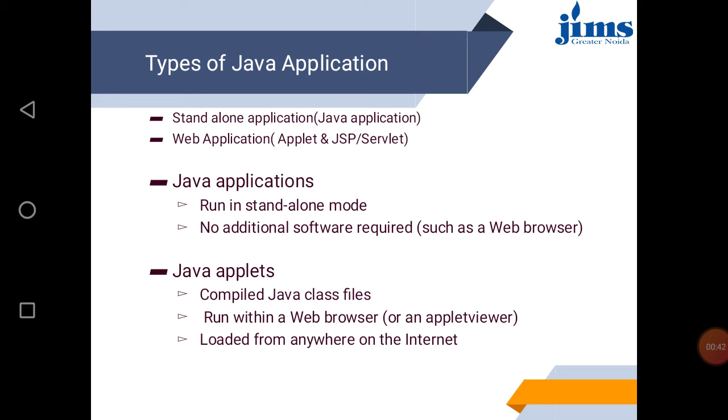In a simple Java application, we can run that system on our own machine in a network. But when we talk about a Java applet, that is actually a web application installed at a remote location, and we can run it from any other place. Java applets can be compiled like a Java class file, run within a web browser or using Applet viewer, loaded from anywhere on the internet.